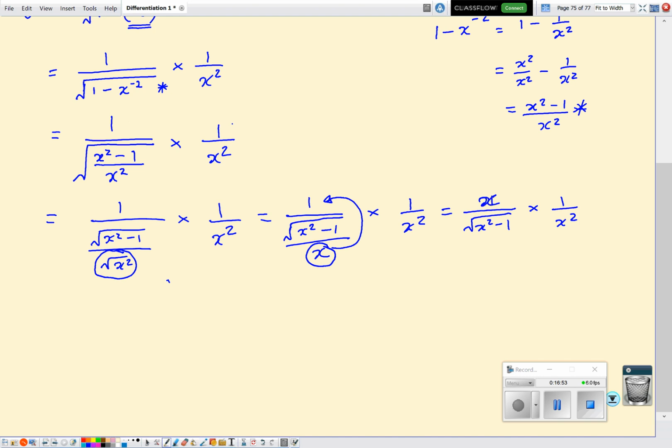Now we can tidy this up. One of those x's cancels with one of those x's, and we're going to end up with 1 over x square root x squared take away 1.